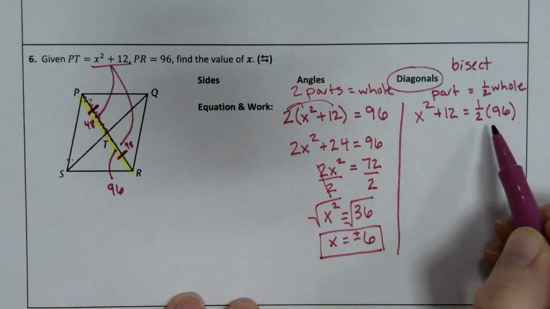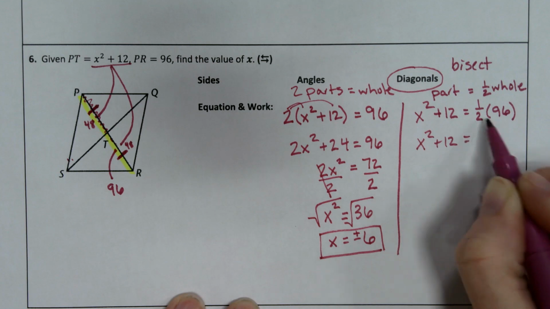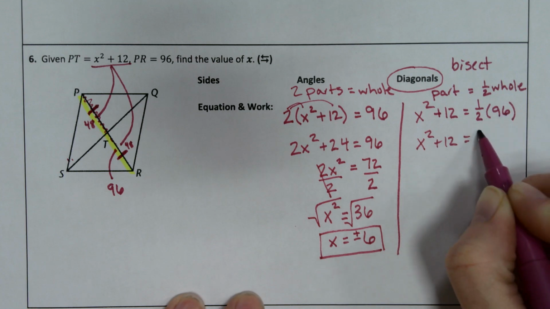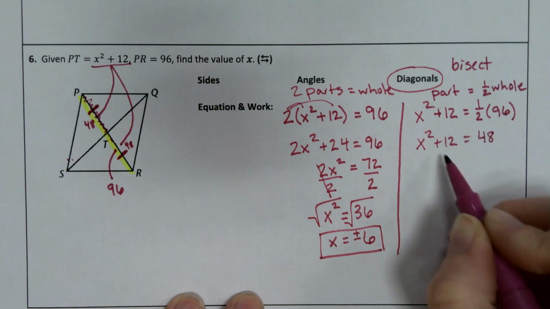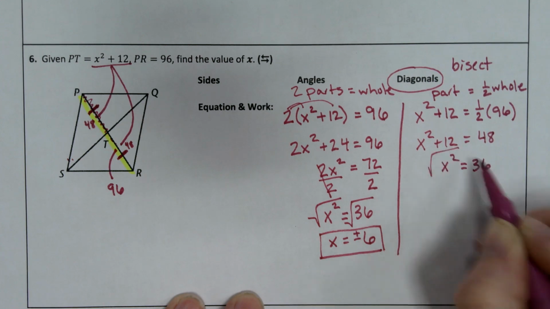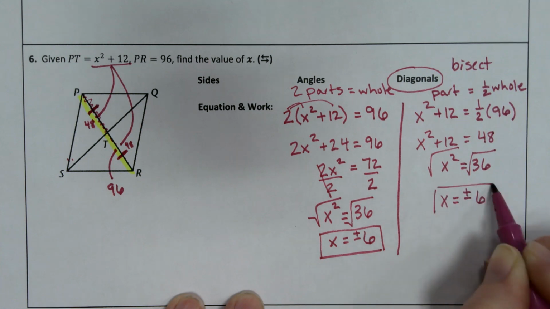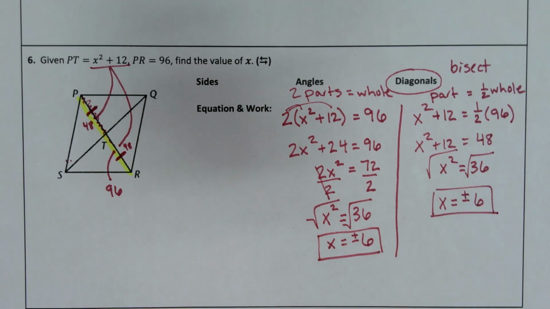If we went about the problem this way, we would, instead of distributing, just simplify over here. Half of 96 is 48. Subtract 12 from both sides and still end up with x squared equal to 36, and still square root to get both positive or negative 6 as our answers.